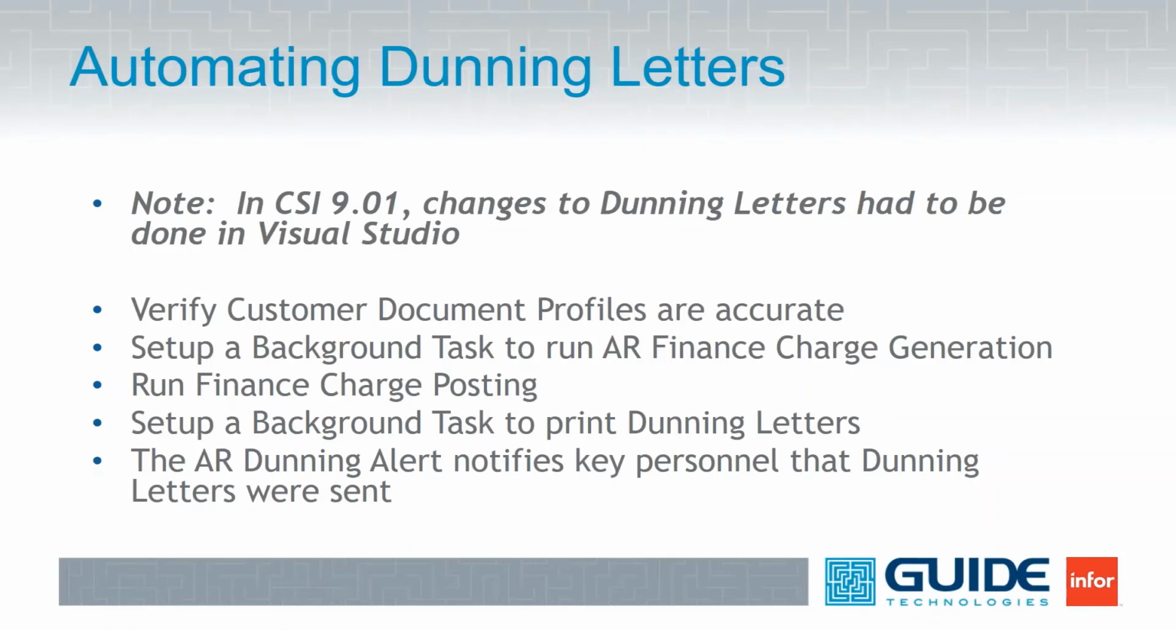What's important is to verify that your customer document profiles are accurate, and that you then would set up a background task to run the AR finance charge generation, run that finance charge posting if you're collecting dunning fees, set up a background task to print the dunning labels, or I'm sorry, dunning letters, and then the AR dunning alert notifies key people via eventing that dunning letters were sent.